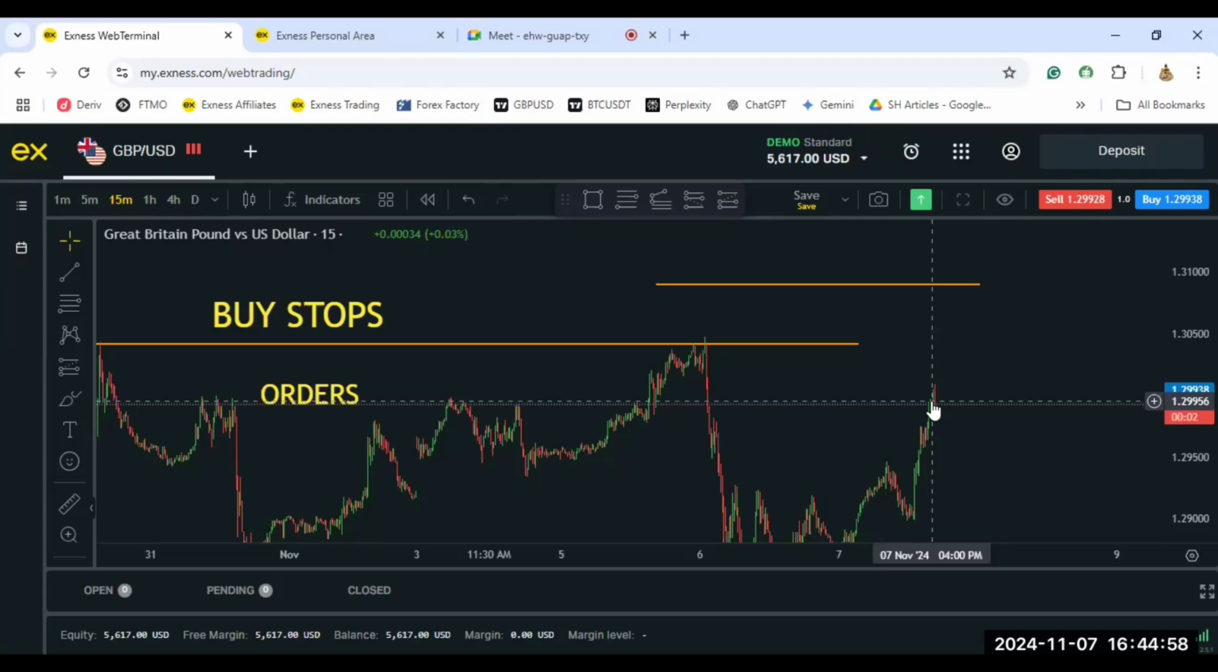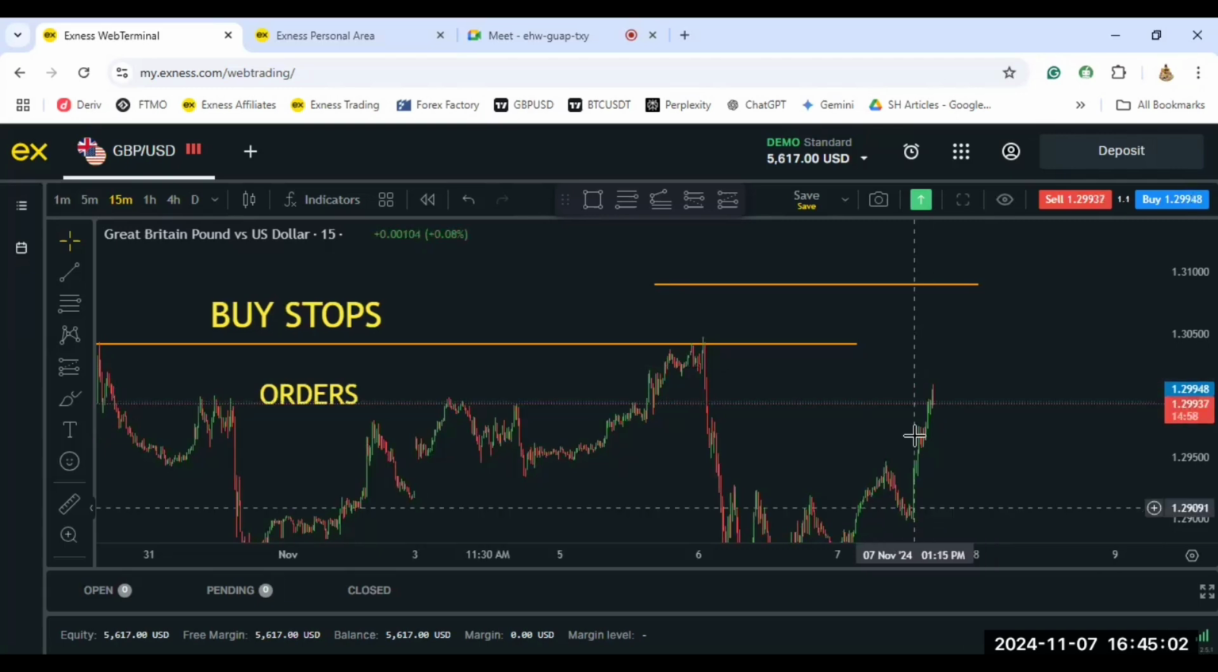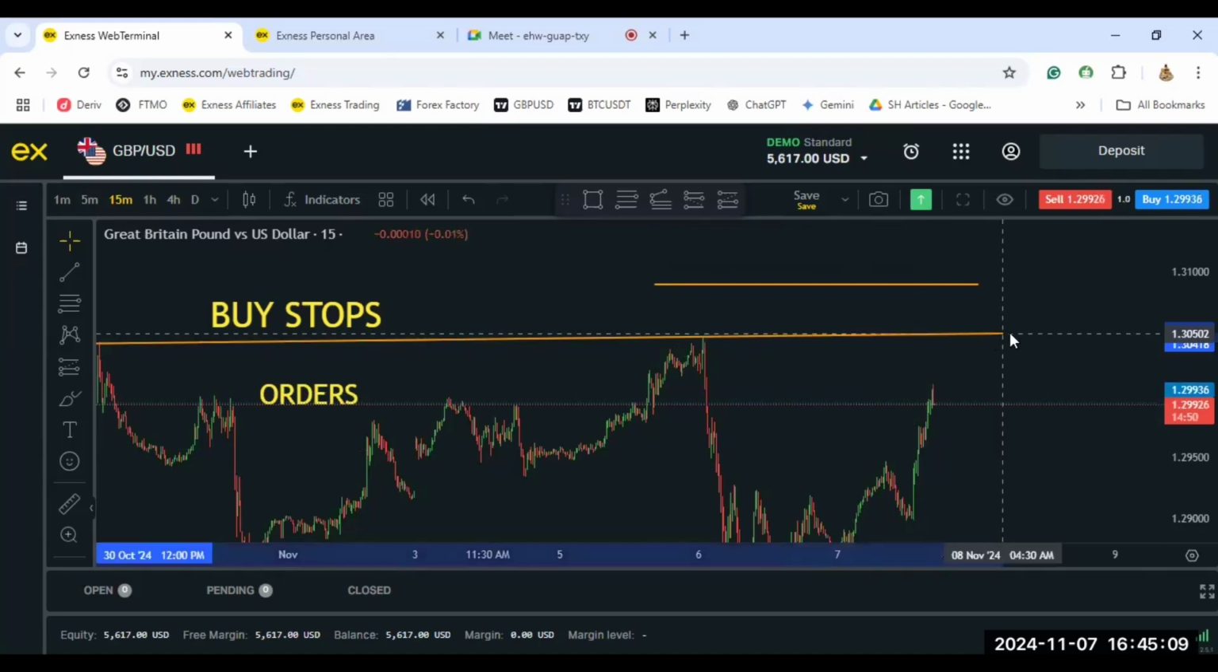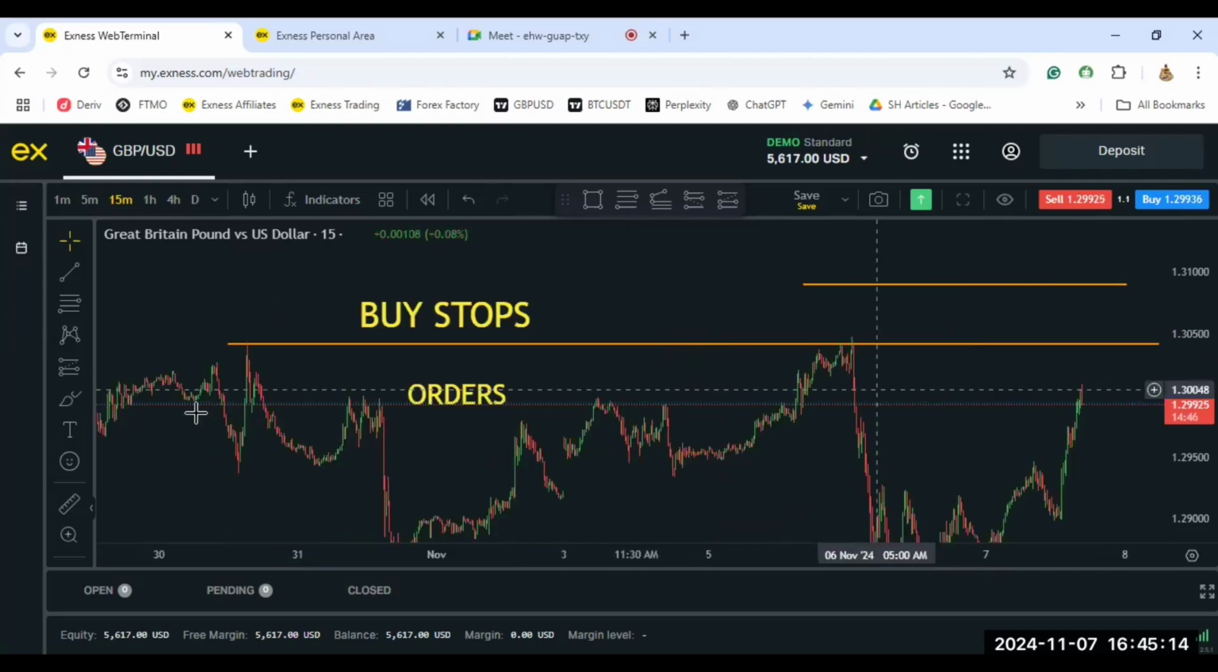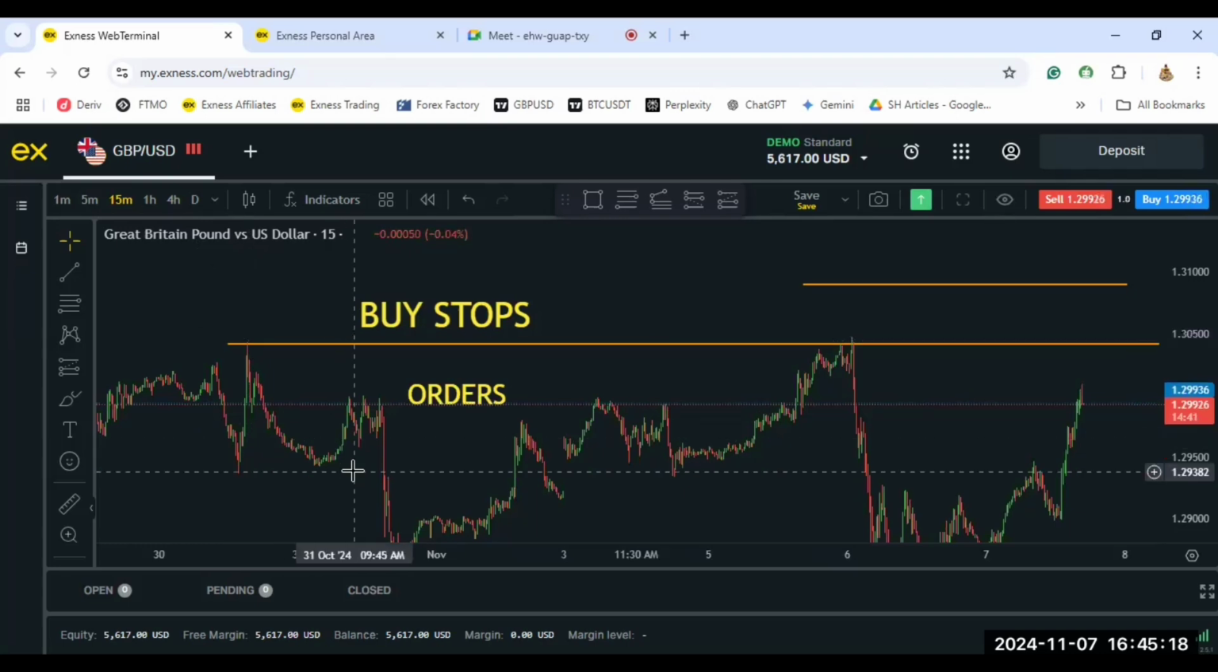What happens if this price keeps pushing up? Because we can see it started down here and it's still pushing up. What happens when it reaches this point? We can see previously what had happened. It reached this point and was pushed down further.